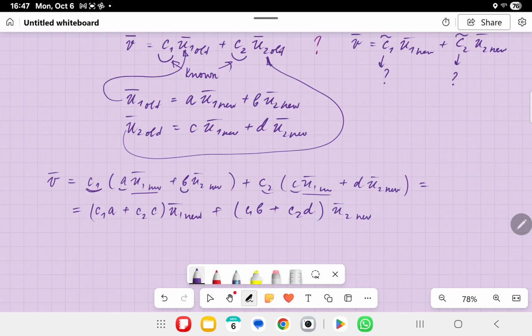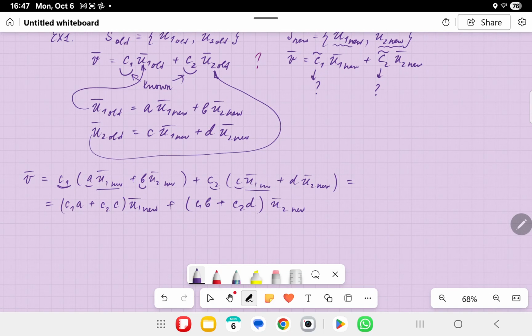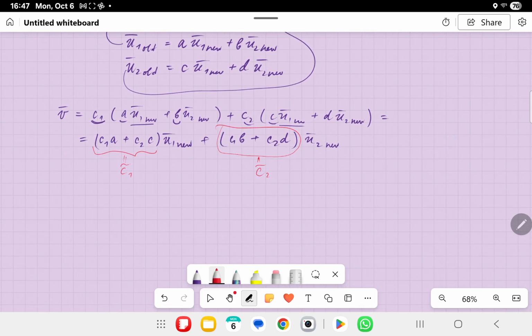Now we're going to go back a little bit. I'm going to make it smaller, and we're going to compare the coefficient in front of u1 new, and we're going to see that it's exactly the number we were searching for. And the coefficient in front of u2 new is exactly the number we are searching for. So we're just going to label this one as C1 tilde and this one as C2 tilde. These are going to be my new coordinates, right? Now the formula looks a little bit convoluted, but not super complicated. We just need the known coordinates C1 and C2 and these numbers A, C, B, and D.